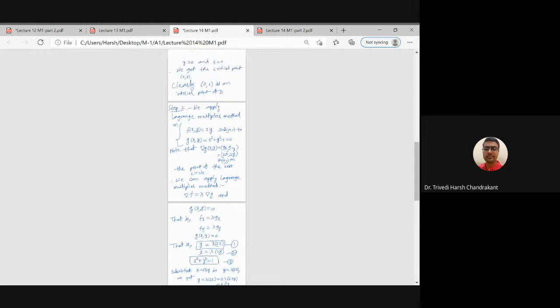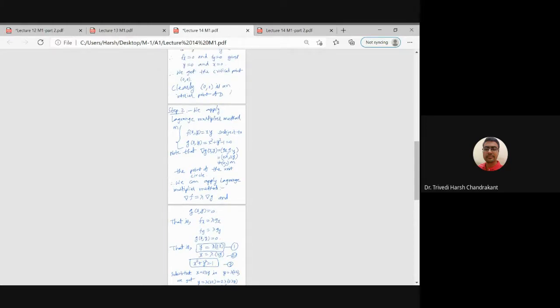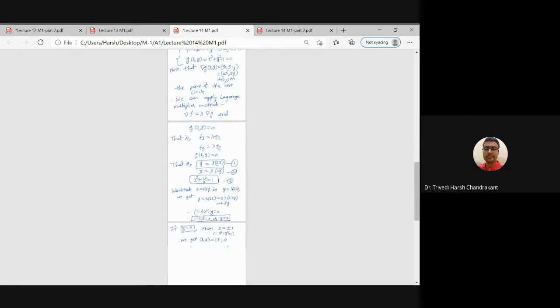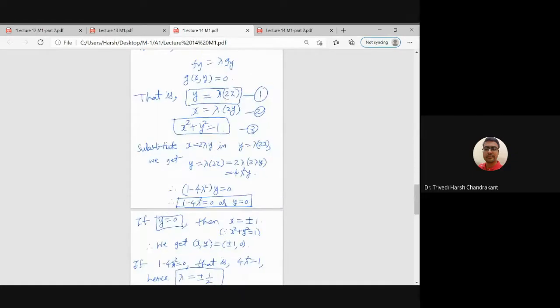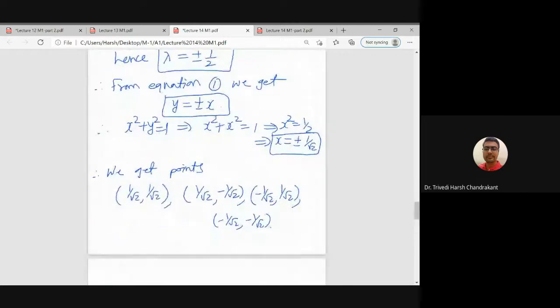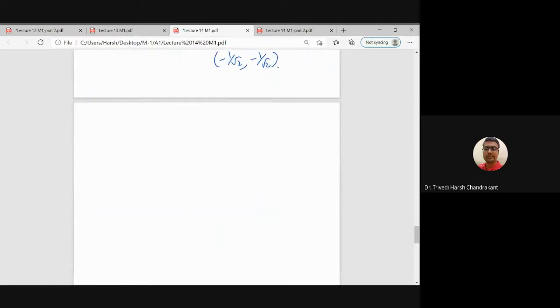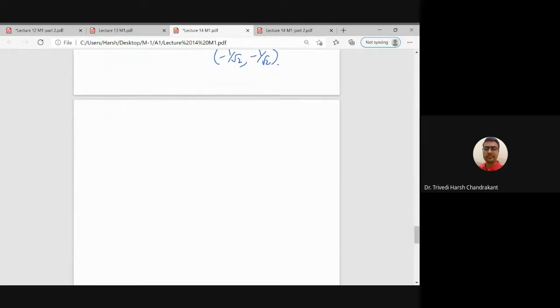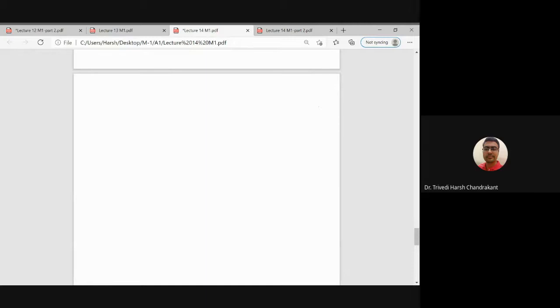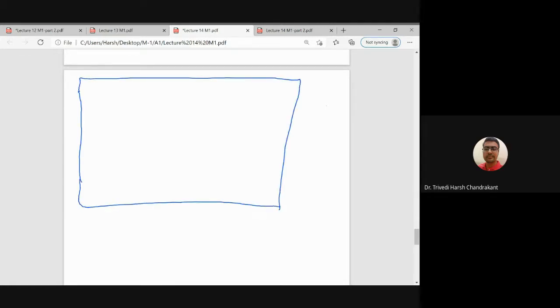So earlier we got one point that was the origin, and now we got these 4 points, which are the critical points lying on the boundary of the circle. So finally, to find the absolute maximum and minimum, we have to evaluate the function at all these points which we are getting. For that, usually we make a table and evaluate the value of the function at every point (x, y).